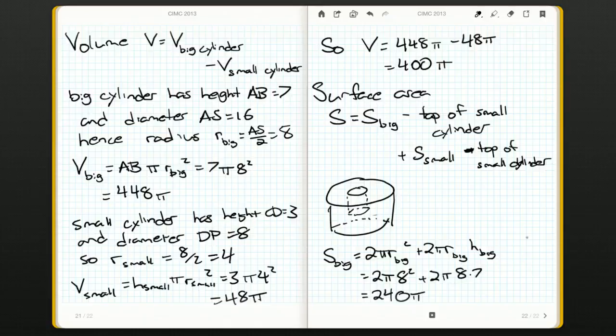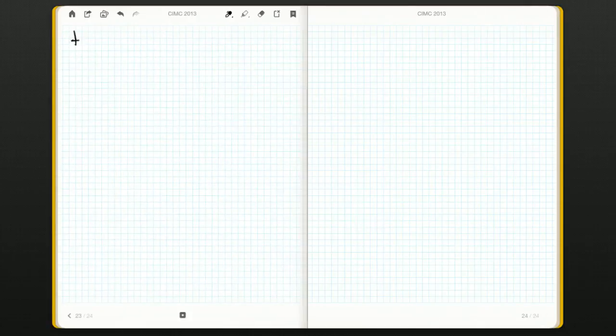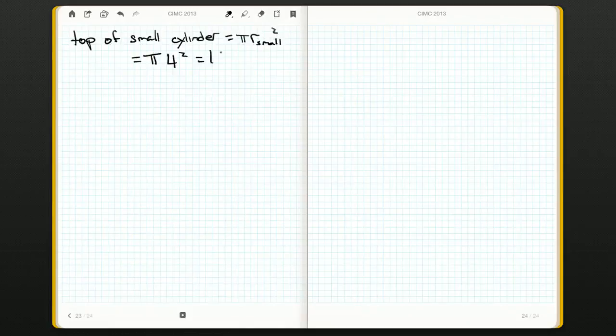All right, now we can do the top of the small cylinder. And that's just pi r small squared, just the circle of the small cylinder. We'll need to subtract off 2 of them, but we'll get to that in a moment. So 2 pi, the radius was 4, so 4 squared, 16 pi. All right, and the last thing we need, the surface area of the small one.